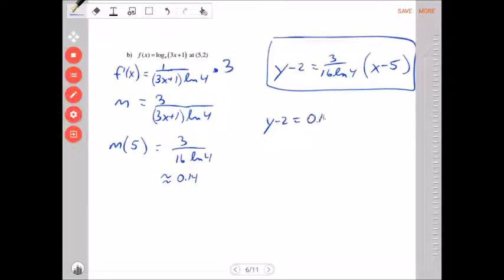Just for the fun of it, let's put that down, x minus 5. Okay, so that has a slope of roughly 0.14. Okay, so that is how to figure out the slopes with tangent lines.